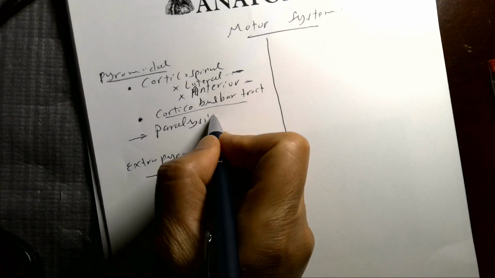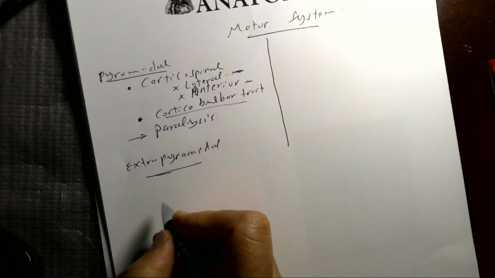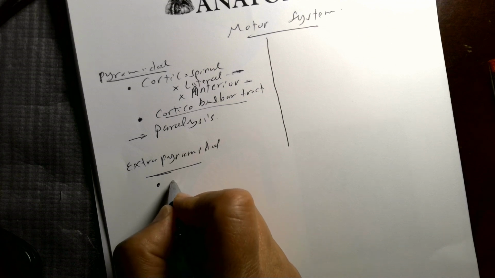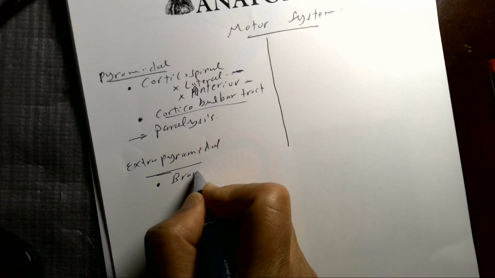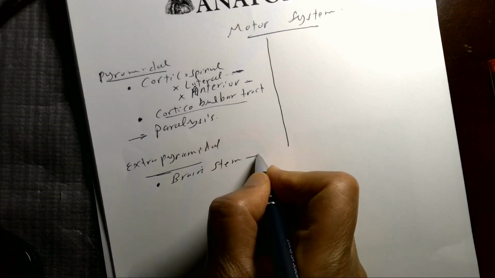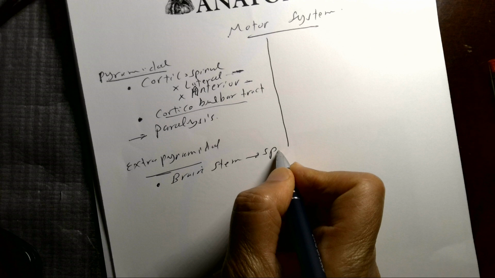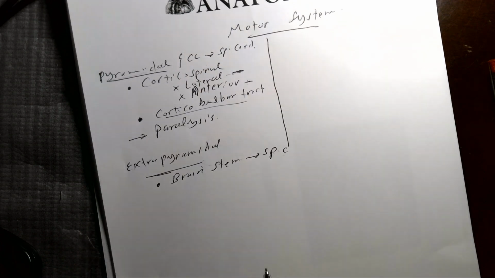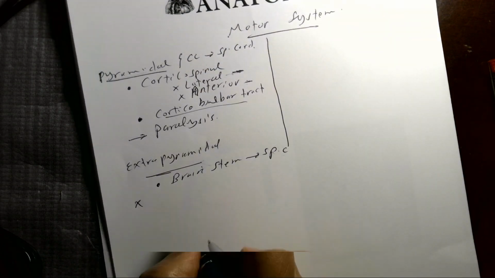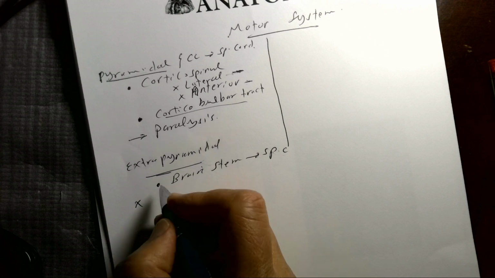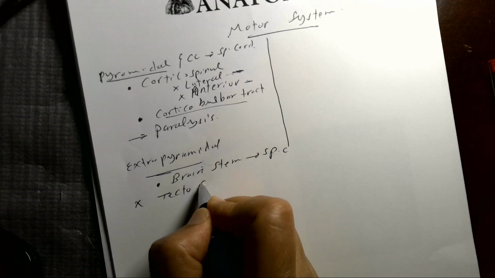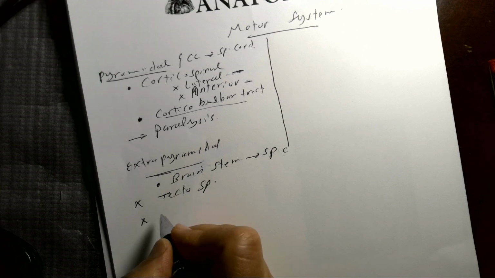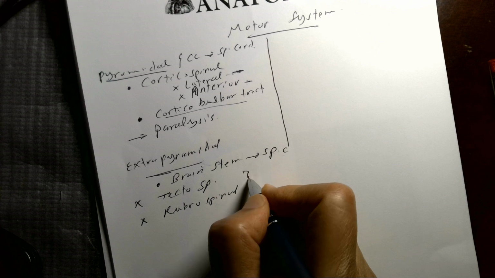The extrapyramidal tract includes other tracts coming from the brainstem to the spinal cord, but the pyramidal comes from the cerebral cortex to the spinal cord, correct? Which nuclei in the brainstem give origin to the extrapyramidal? We talked about it. Tectospinal from the superior colliculus, rubrospinal from the red nucleus, and both of them from the midbrain.